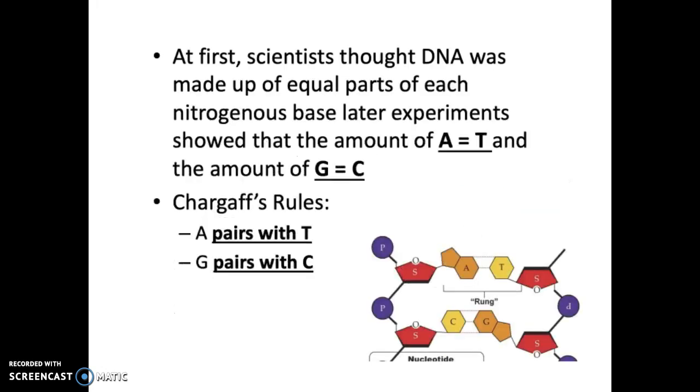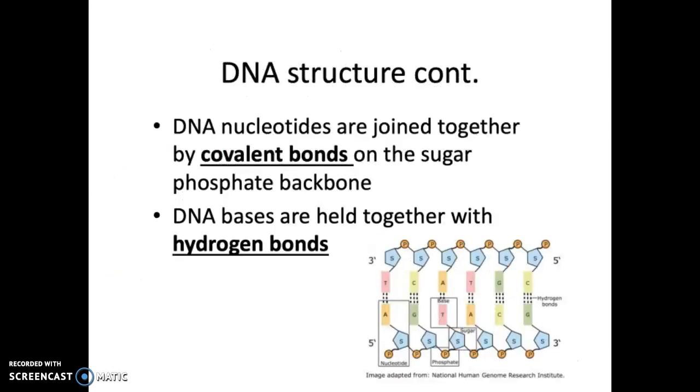At first, scientists thought that DNA was made up of equal parts of each nitrogenous base, but later experiments showed that the amount of A always equals T, and the amount of C always equals G. Chargaff, one of the scientists who pioneered DNA studies, came up with the rules. He basically said that A always pairs with T, and G always pairs with C. This picture and how we know how they fit together, they didn't know until much later. They were just going off the pieces of what they knew at the time, even though it may seem obvious for us today.